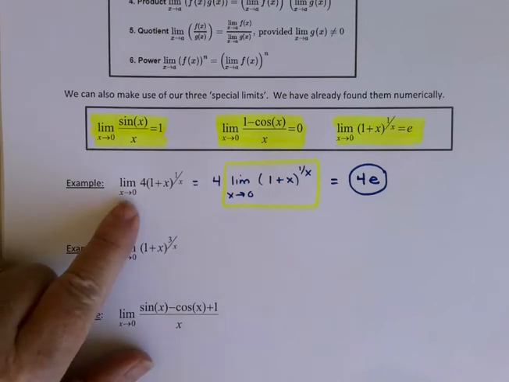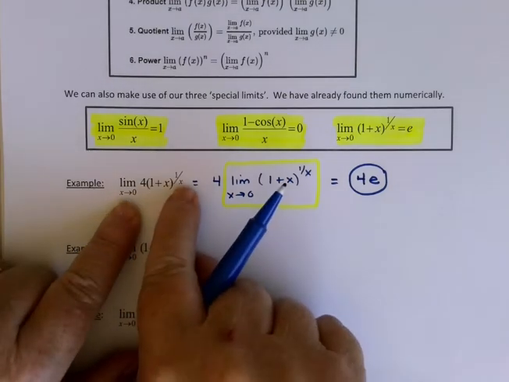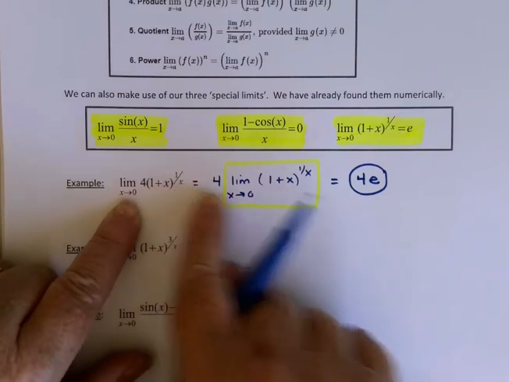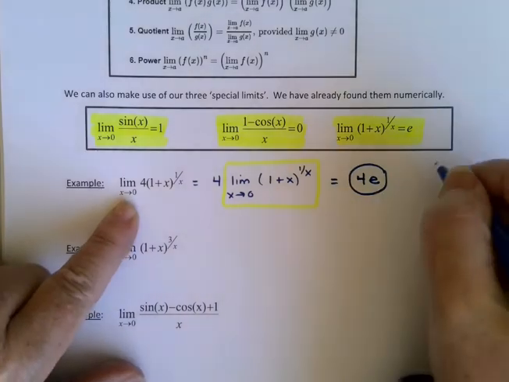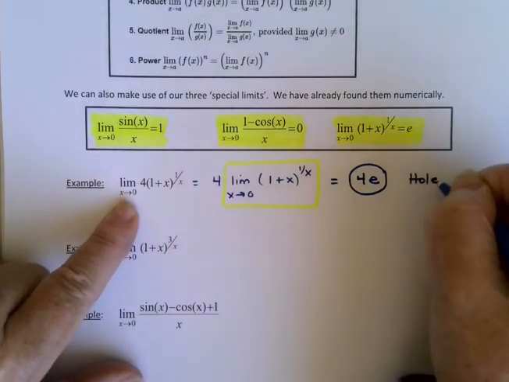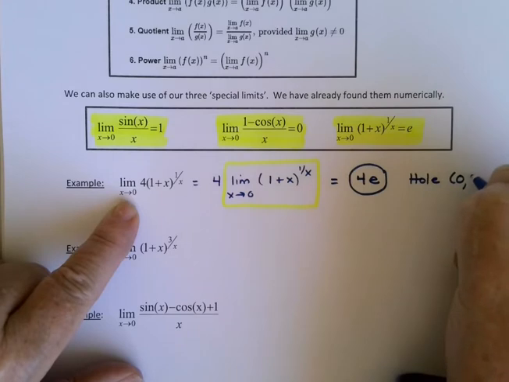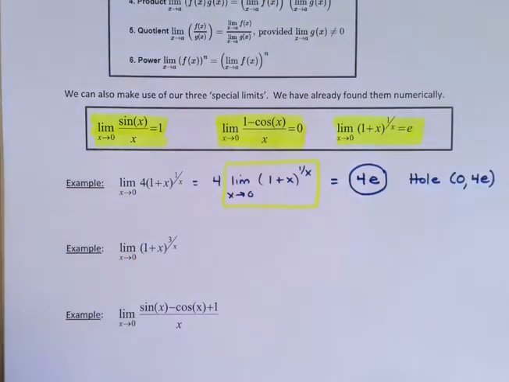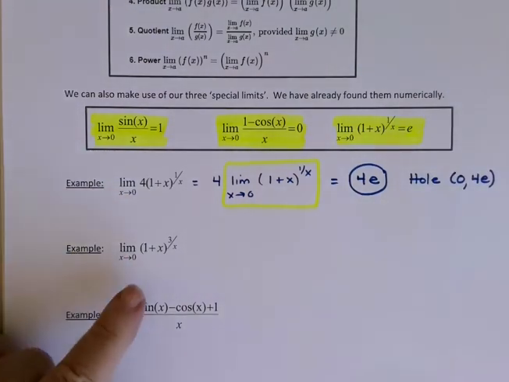I know that this function would have originally been undefined. I couldn't have put a 0 here because that would have made the denominator of that fractional exponent equal to 0. But there was a finite limit. So there's a hole in this graph at 0, 4e. All right, what about this next one?